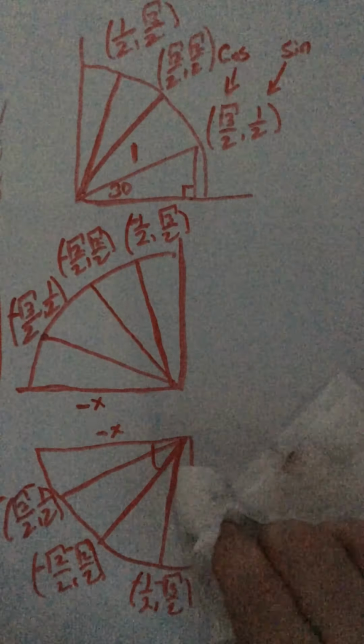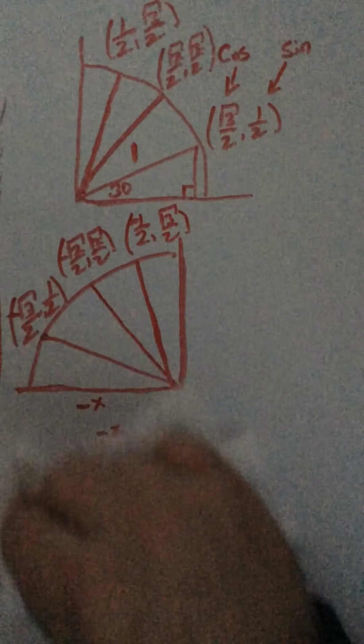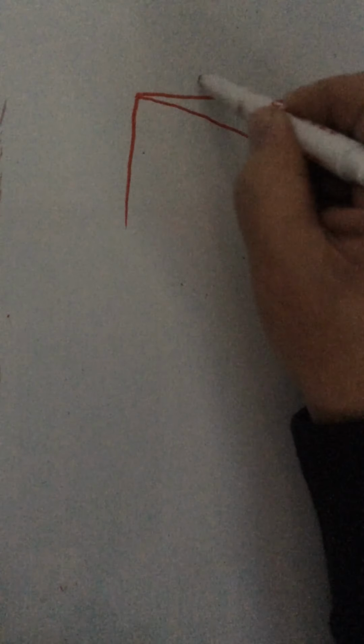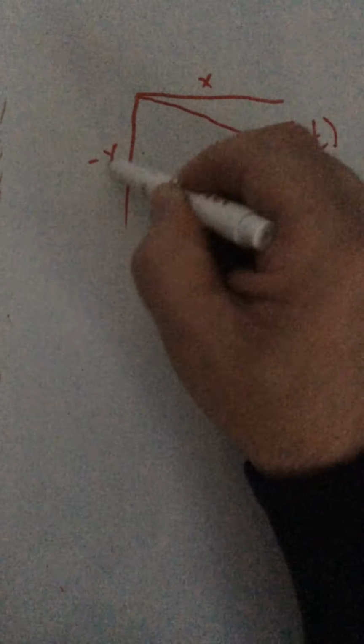We can do the same thing in quadrant 4. I'm going to need to erase this. So quadrant 4 would be this quadrant. 30-degree angle with the x-axis. But we know if we set up the triangle, we're going to get a root 3 over 2 and a 1/2. But this time, x is positive and y is negative.